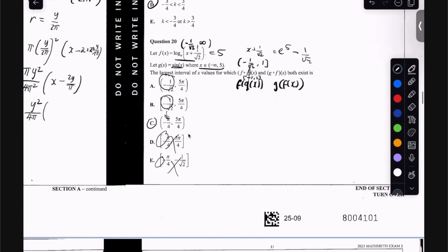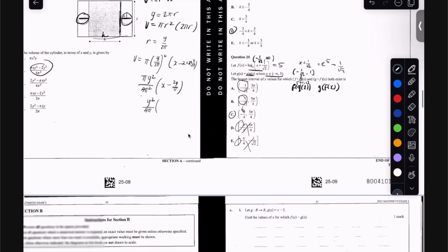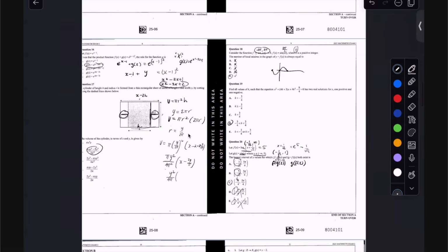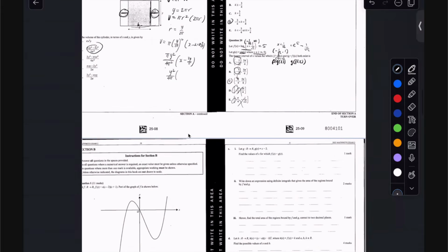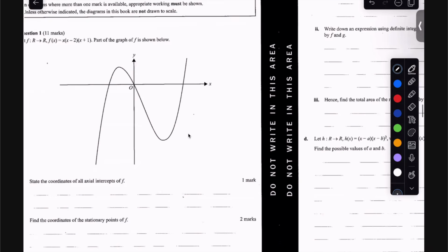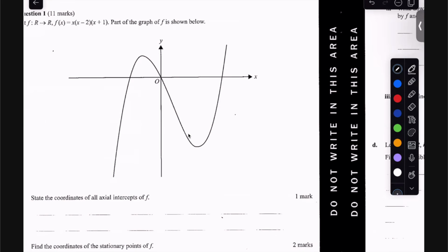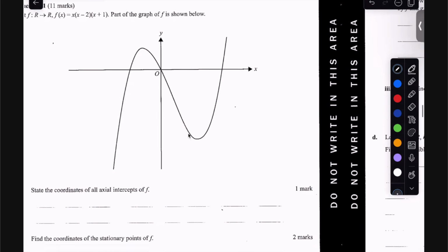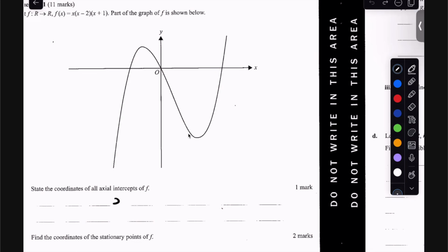So yeah. The multiple choice was a bit long, but I think don't waste too much time on the multiple choice. They're just worth 1 mark each. They do add up, but yeah. State all the coordinates of the x-intercepts. That's quite easy. You need 0, 0, which is the origin, and we've got 2, 0, and -1, 0.